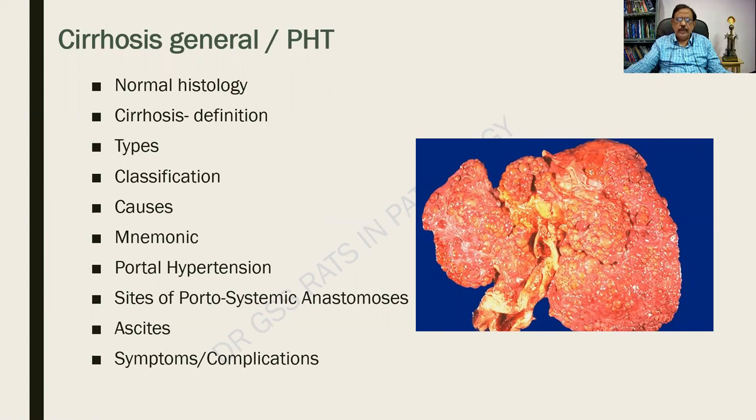The class for today will be dealt under the following headings, as shown on the chart. There are two basic things: one is cirrhosis in general, and two, portal hypertension. Both of these topics are of enormous importance.